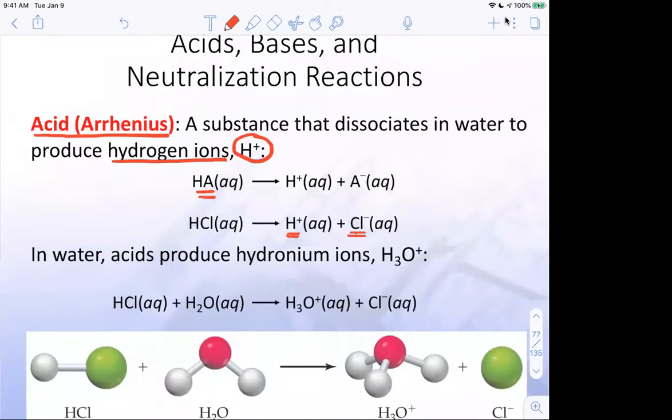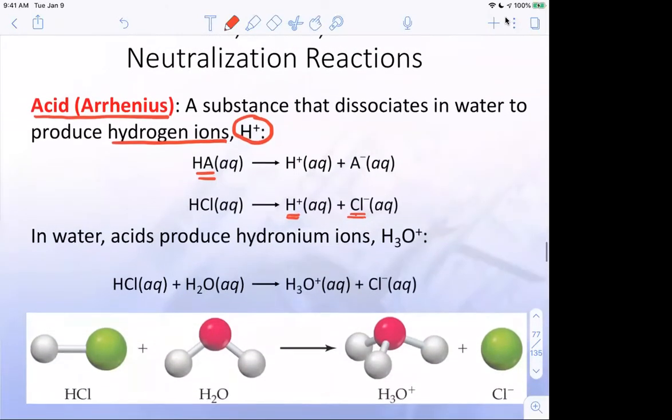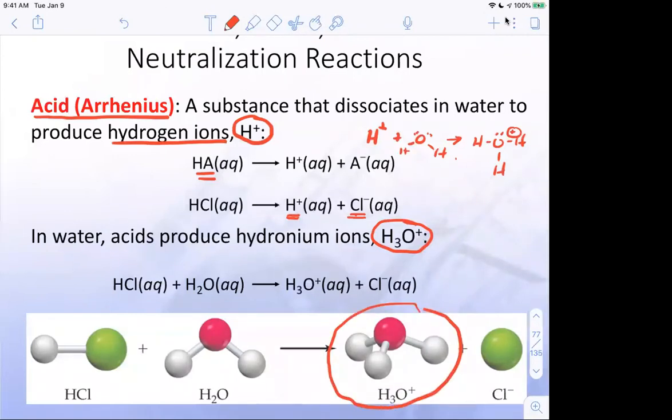In water, this H+ immediately reacts with H2O molecules to produce hydronium ions. The hydronium ions actually react like this, and then what I get is this ion, which is H3O+, indicated here.